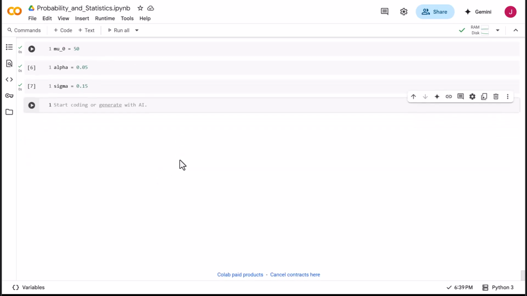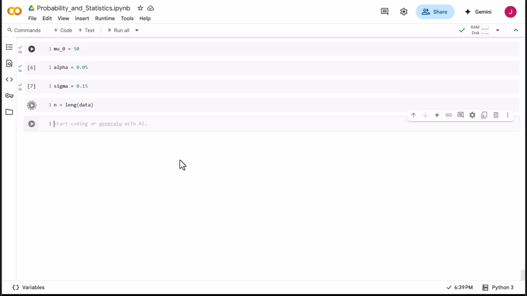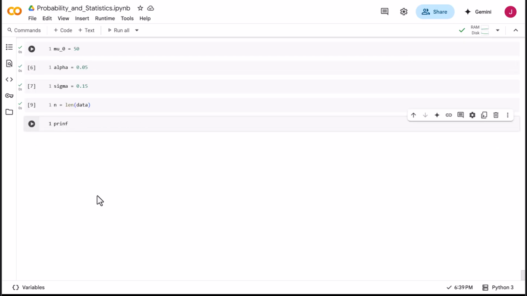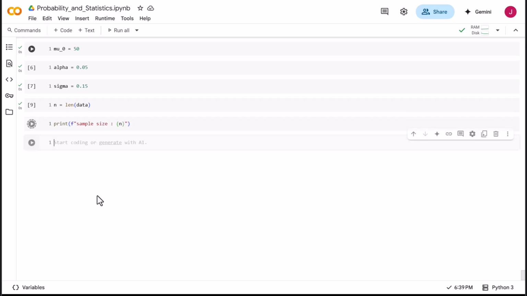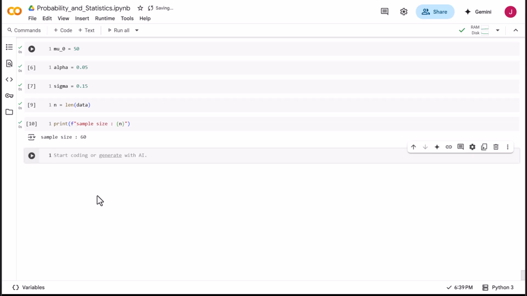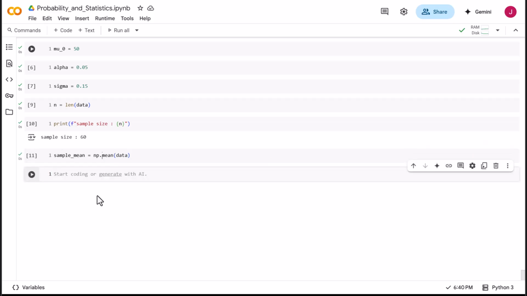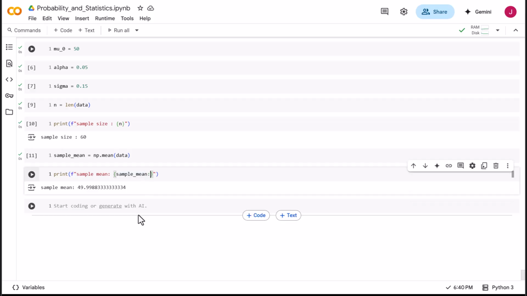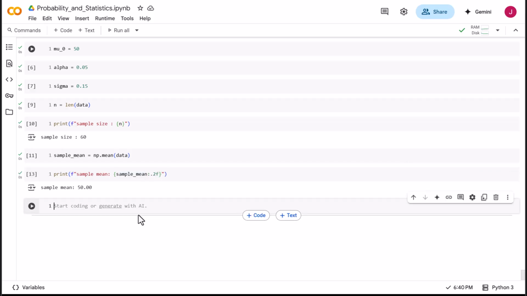Now we want to calculate the sample statistics. So n is equal to the length of our data, and we're going to print it: print f sample size is equal to n. So we have 60. Then we're going to calculate the sample mean. Sample mean is equal to np dot mean of our data, and we print it, print f sample mean is equal to sample underscore mean. That is 49.99, with two decimal places.